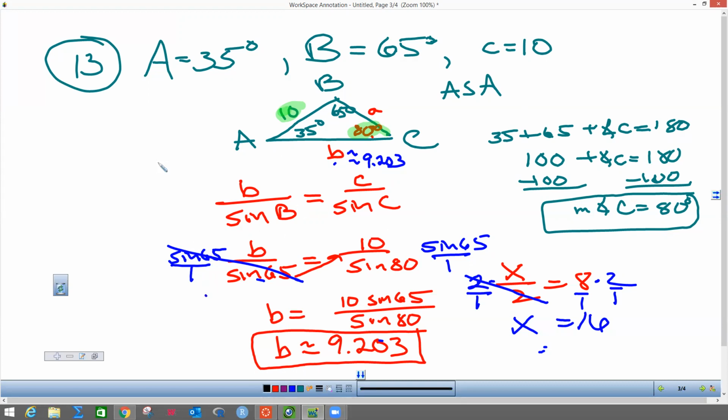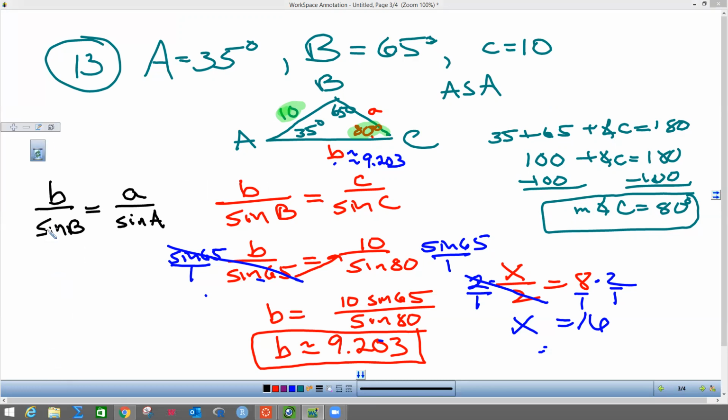I've got to find side A. So I'm going to use B again, because B is the one that's set in stone. It's exactly right. I didn't round it at all. And I'm still looking for a side, so I've got the little letters on top. Now I'm going to use these two in order to get little a.